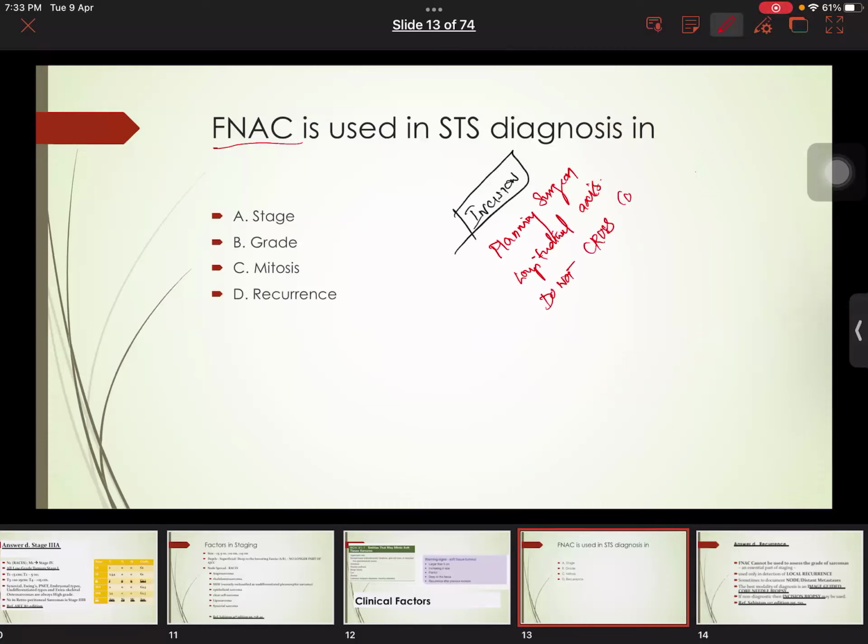Do not cross compartments, because if you cross compartments, let's say you have the anterior compartment of the thigh and then you have the lateral compartment of the thigh, if you cross, then you need to take the muscles from both the compartments if you have done a biopsy in a careless manner.